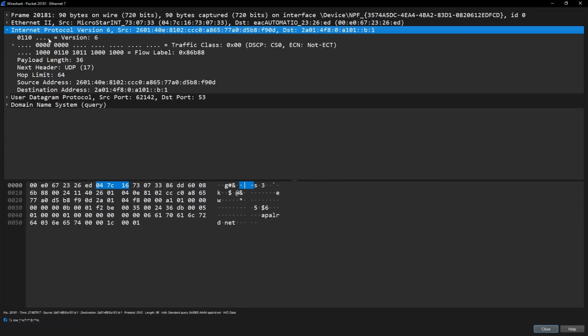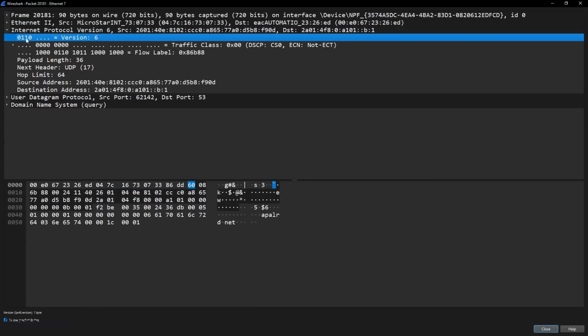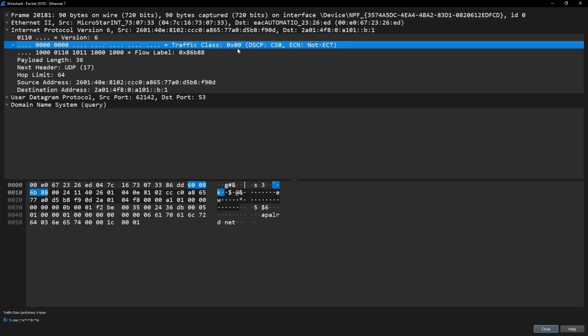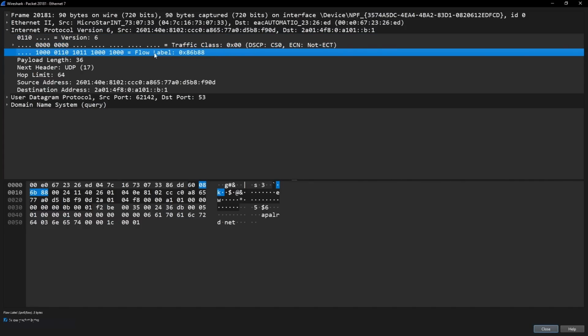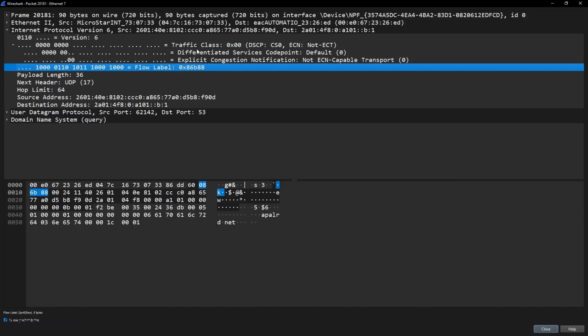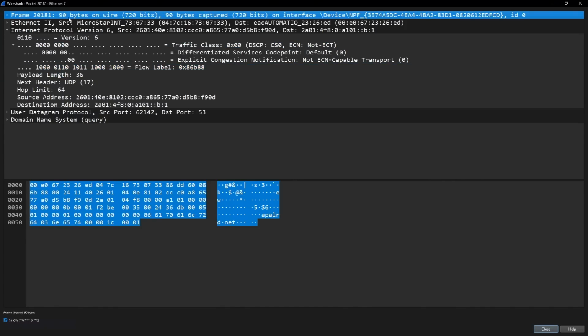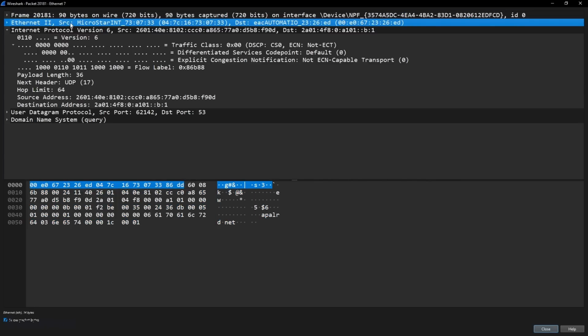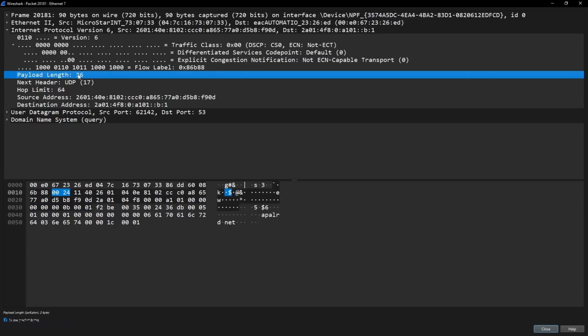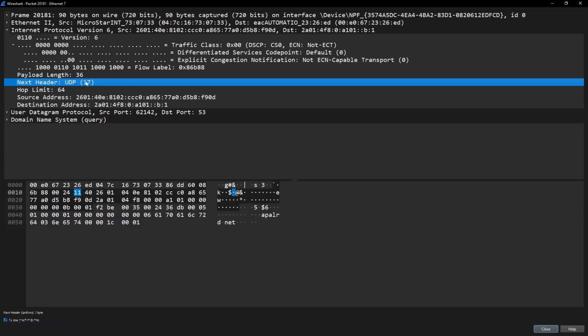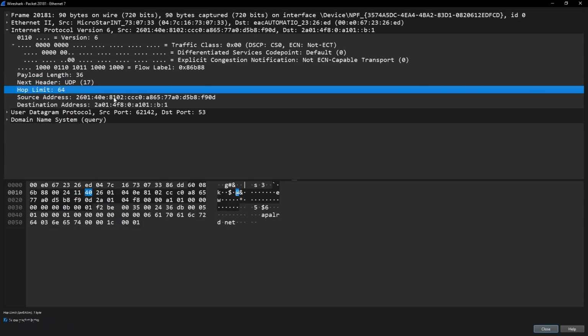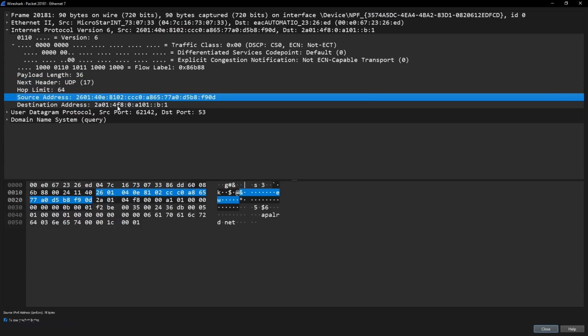And so in this case, the first 4 bits are the version number, which in this case is 6. We then have a number of other fields such as traffic class and flow label. And I'll explain these later, but they're in there. Next we have the length of the payload. So this is 90 bytes on the wire. That's what we figured out from Ethernet. We subtract our layer 2 and layer 3 header, and it says there's 36 bytes remaining. So that includes everything after the Internet Protocol. It says our next header is UDP. A hop limit is 64, and we have a source and destination Internet address.